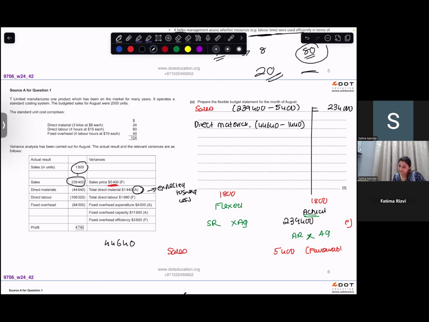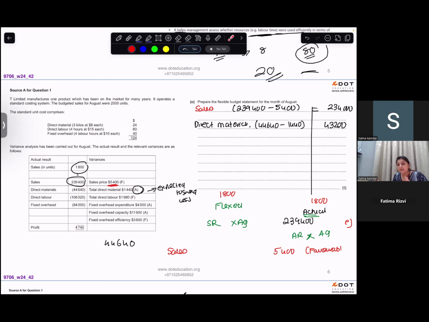But miss, we also have the standard rate and actual quantity. Listen to me. We are given totals, right? We are given the variances, whether it is favorable or adverse. Both are for actual quantity.